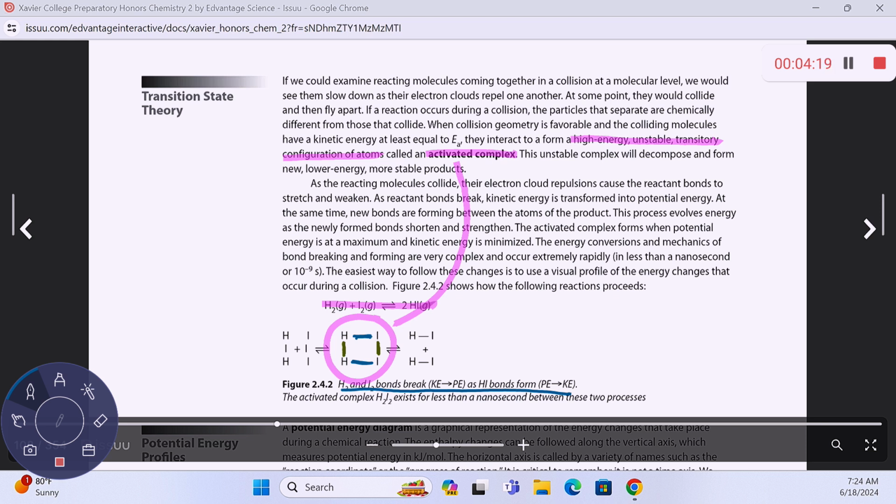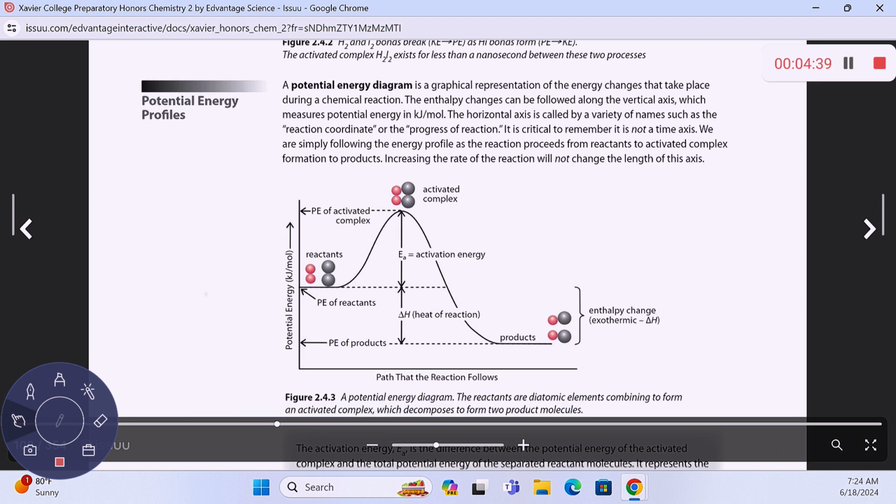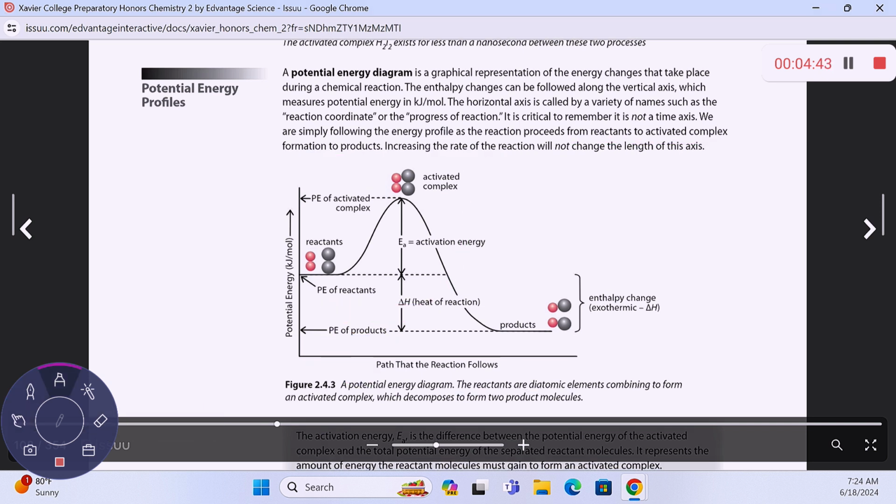Now let's see what this looks like on a graph. In a previous section, when we talked about an enthalpy change, we gave you a sort of generic overview of what an endothermic and an exothermic process looked like. There's a little bit more detail involved, and that's what we're going to take a look at now. So let's come down here, and let's look at a potential energy diagram. Potential energy diagrams represent the energy changes that take place during a chemical reaction.